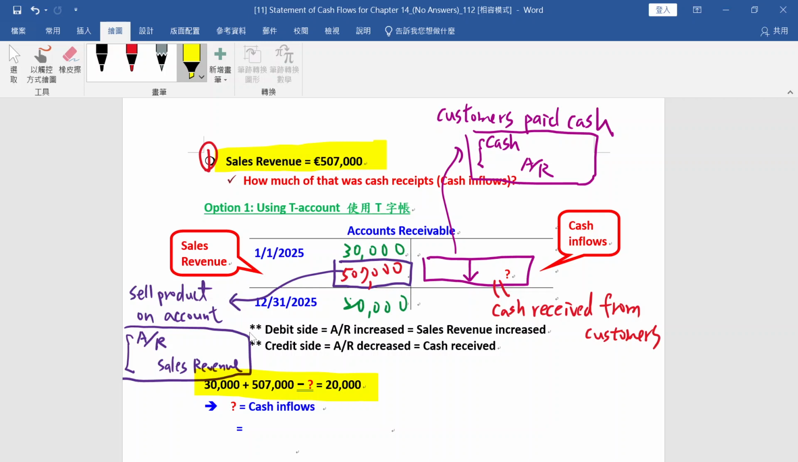So this is the logic we have. Okay, then this is how we find out our cash flows. So do you know how much? Phoebe, how much? How much did you get from customers?